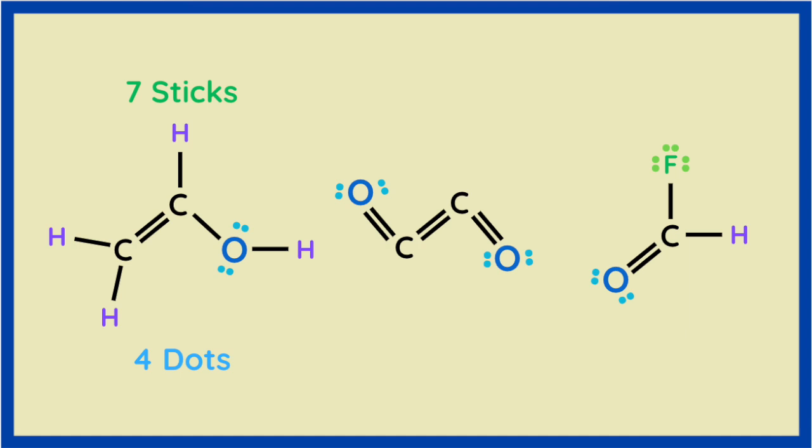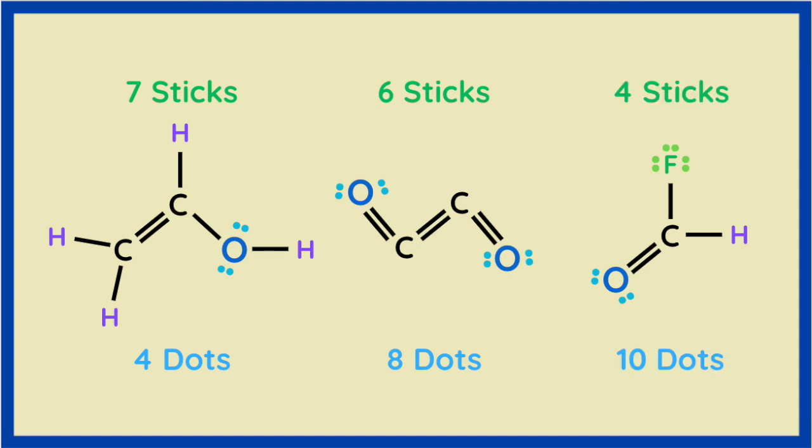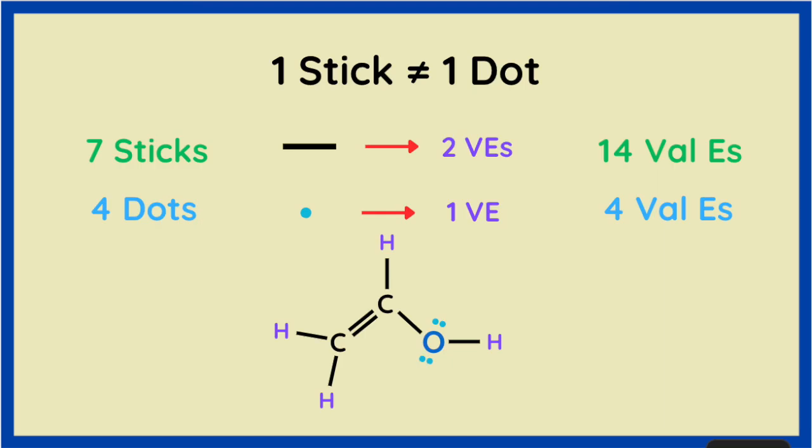The first molecule has 7 sticks and 4 dots. The second molecule has 6 sticks and 8 dots, and the last one has 4 sticks and 10 dots. But does that mean that we have 11, 14, and 14 valence electrons respectively? After all, 7 plus 4 is 11, etc., etc. Well, no, because a stick is 2 valence electrons and a dot is 1.